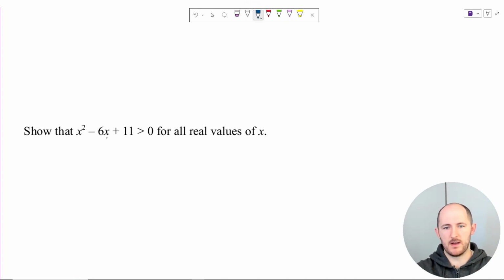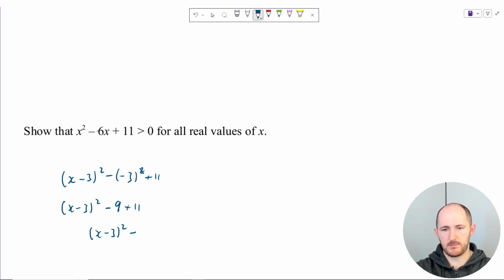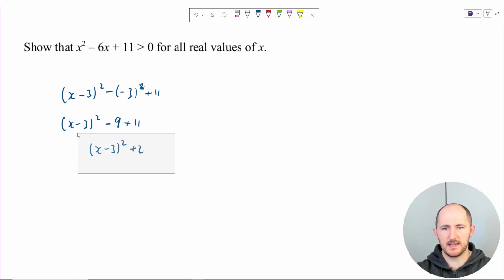So we can actually prove things are always positive by completing the square and seeing what the minimum value is. So if I complete the square of what's on the left, we get x. Half this number gives me minus 3 squared minus 3 squared plus 11. Then just expanding, that gives me minus 9 plus 11. Now we get x minus 3 squared plus 2. So if you notice, this thing is always bigger than 0. Why? Because look at the turning point. The turning point is 3, 2.